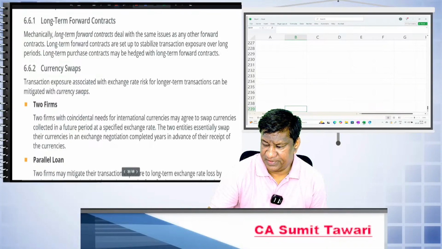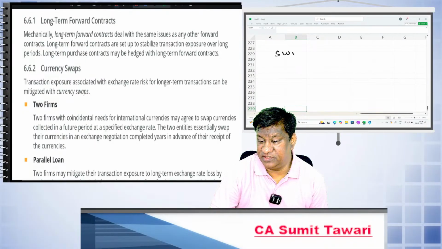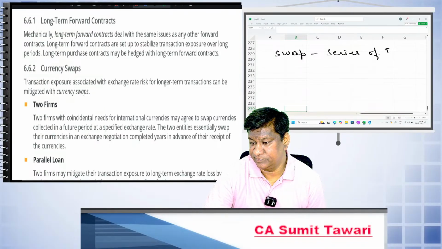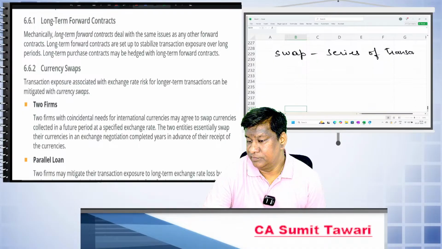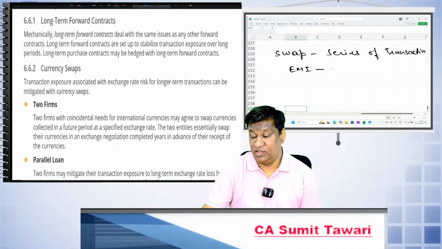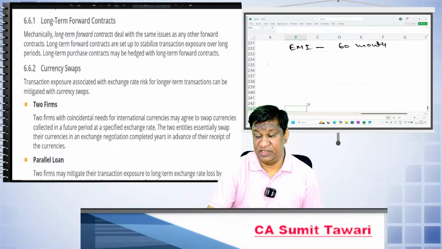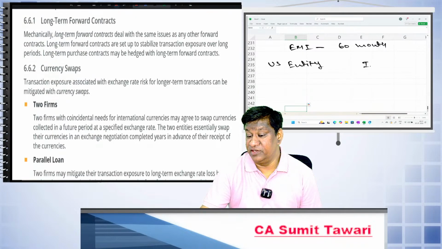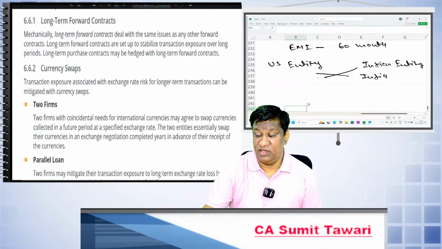Currency swap. In a swap, basically there is a series of transactions. Say there is a monthly EMI, for 60 months. In that situation, there is a US entity and an Indian entity. The US entity wants to invest in India and the Indian entity wants to invest in the US.